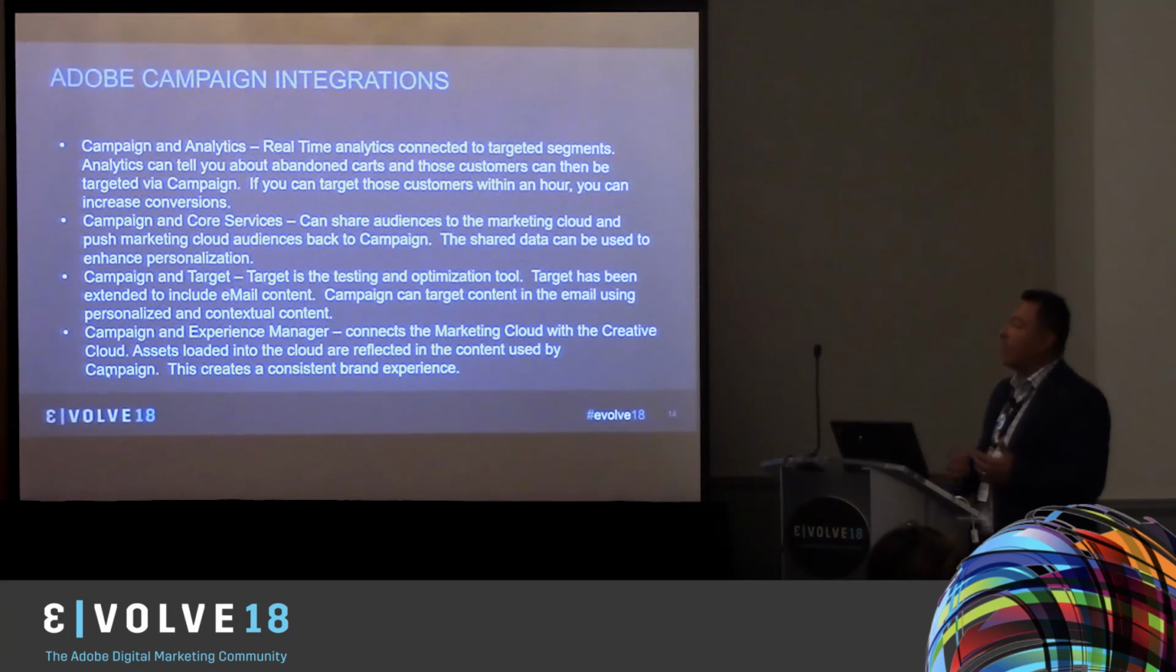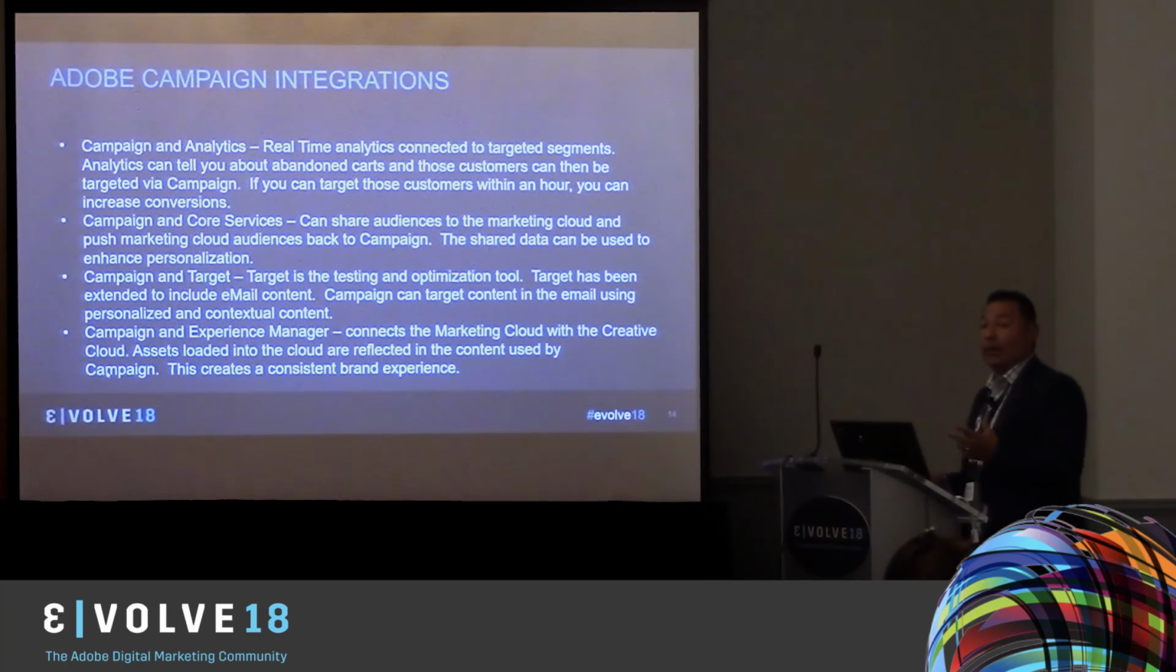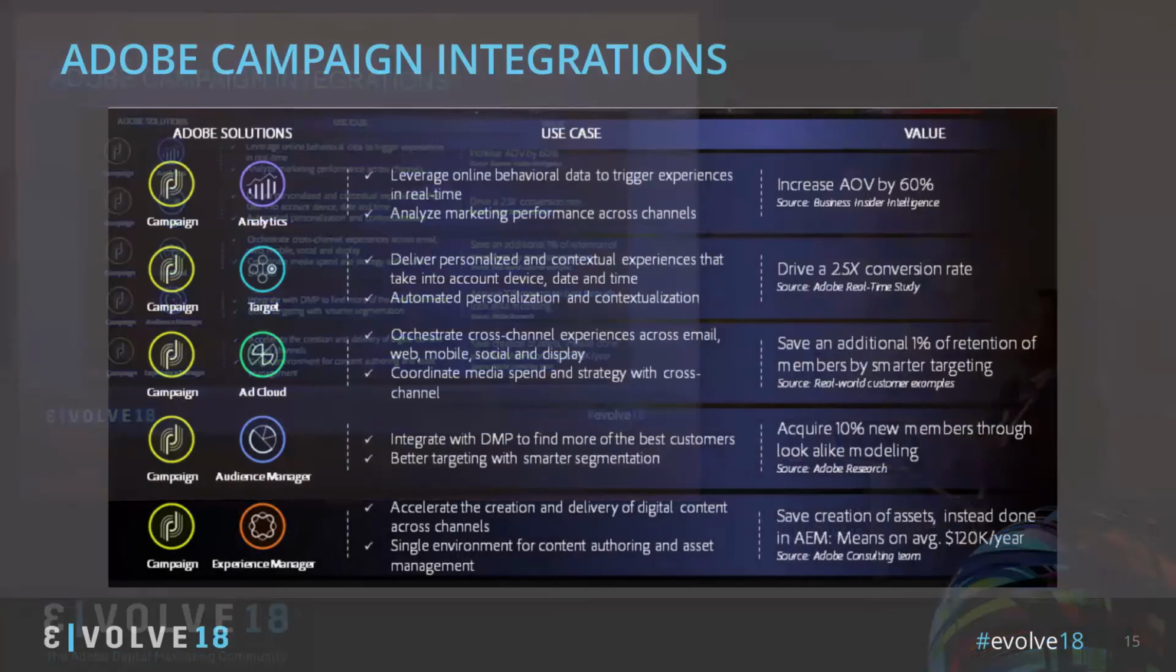Campaign and Core Services share audiences with the Marketing Cloud, and you can push audiences from the Marketing Cloud into Campaign. Campaign Target is a great tool to optimize and really send the right offer at the right time to the right device. And with Experience Manager, you can create templates and content in AEM, and then have that content pushed to Campaign, either Campaign Classic or Standard, and use that in Campaign for your deliveries. Again, it just keeps everything organized, and it keeps everything looking the same. And these are some of the Campaign integrations.